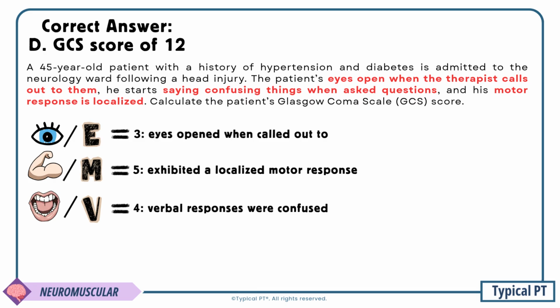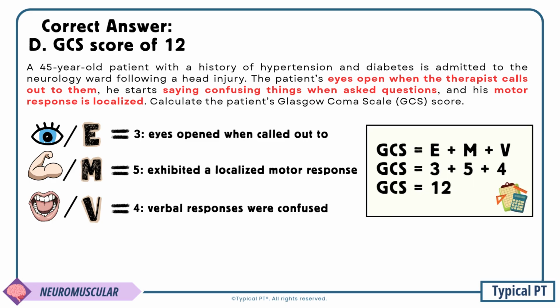The GCS score is calculated by summing these values. GCS equals E plus M plus V. GCS equals 3 plus 5 plus 4. GCS equals 12. So the correct answer is D, GCS score of 12.